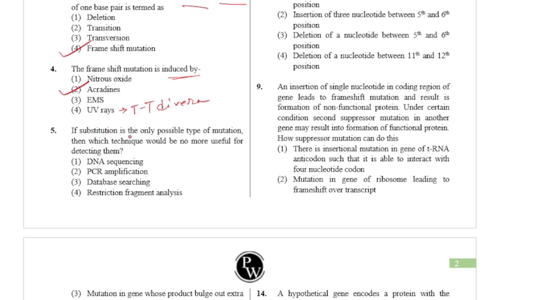If substitution is the only possible type of mutation, then which technique would no longer be useful for detecting them? Substitution can be detected by DNA sequencing, database searching, and restriction fragment analysis because this is also site specific. But PCR amplification couldn't detect a substitution mutation.